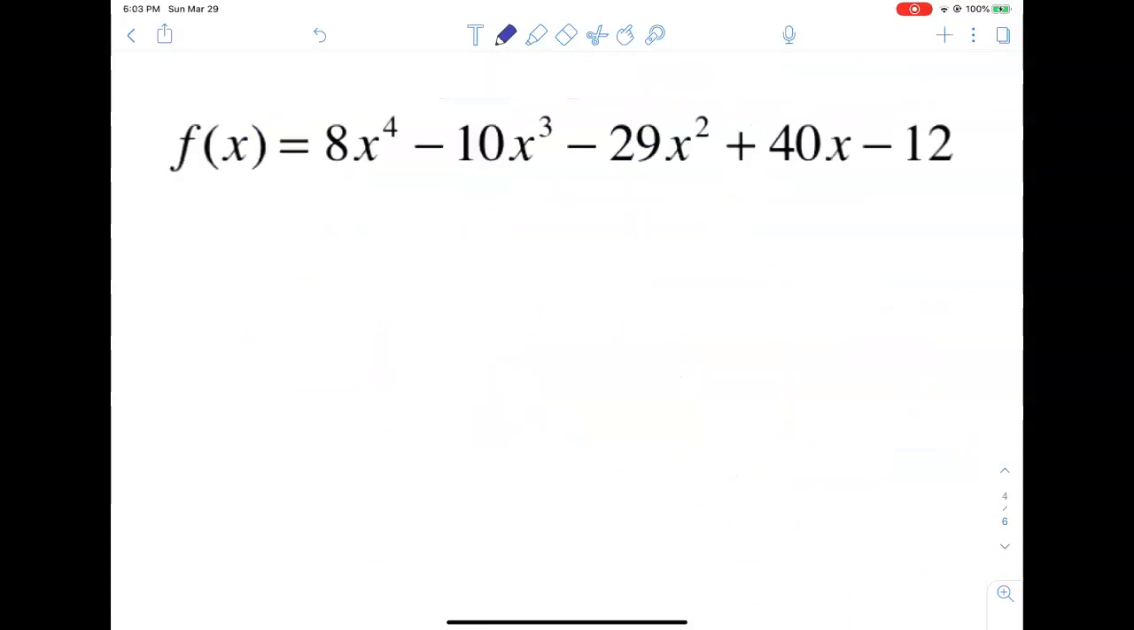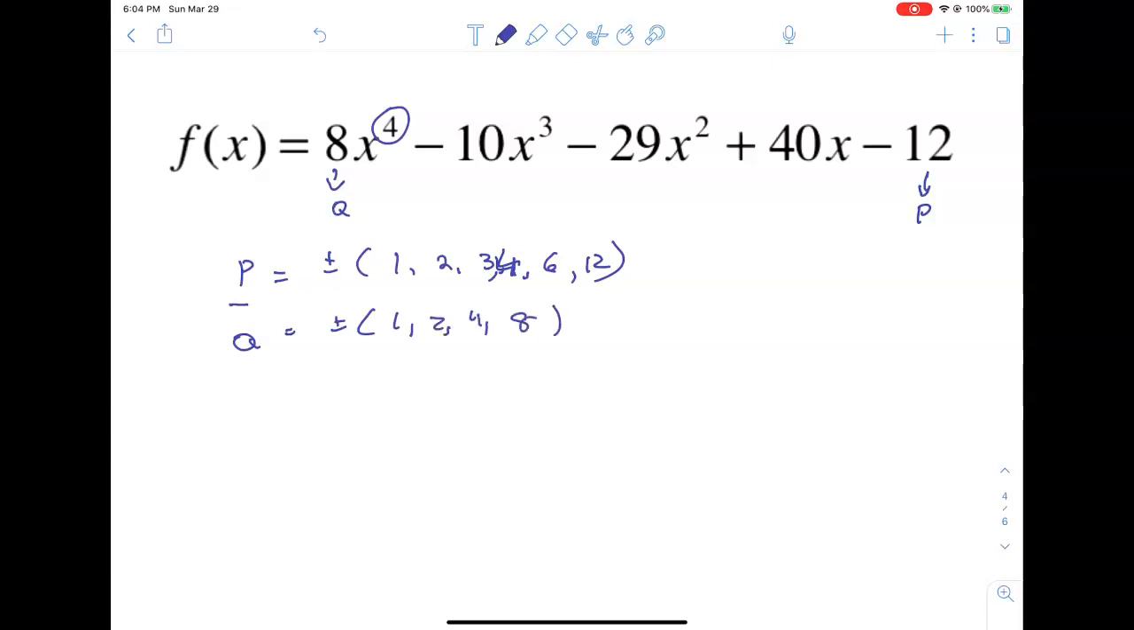All right, let's do this final problem. Let's take a look at this. Oh, wow, it's another x to the fourth, right? So we know we're going to have 4 x-intercepts somehow. All right, let's get our possibilities one last time here. P over Q. So the factors of P, plus or minus 1, 2, 3, 4, 6, and 12. It's a bad 4, sorry. And Q, which would be plus or minus 1, 2, 4, and 8.